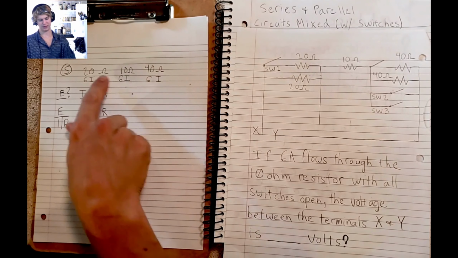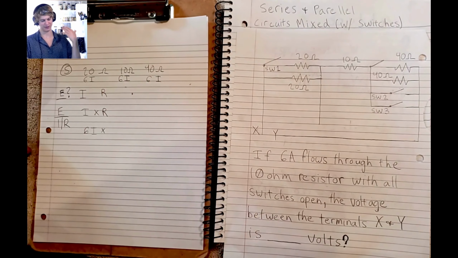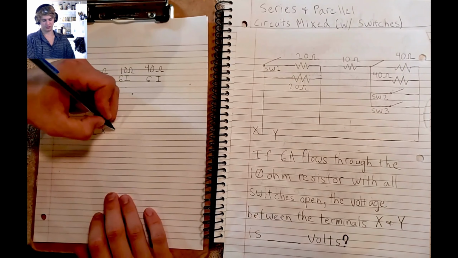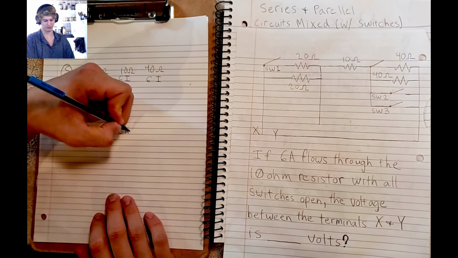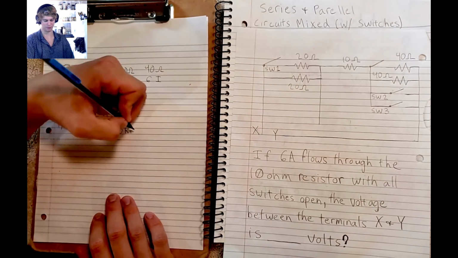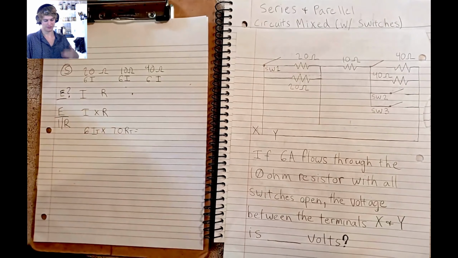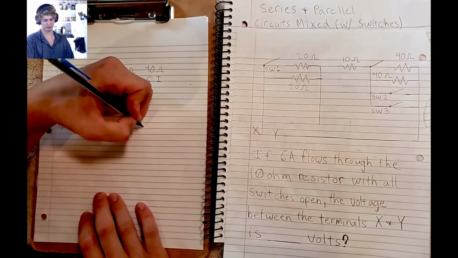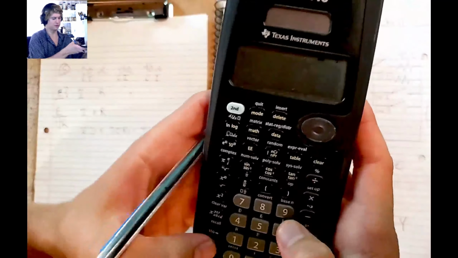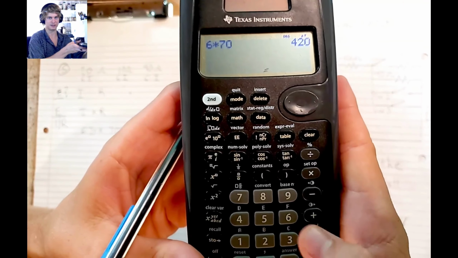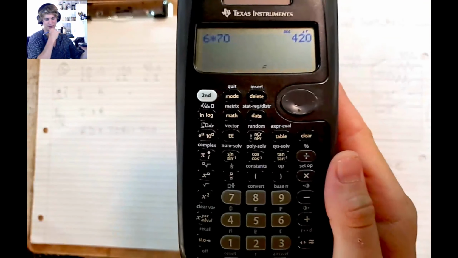We have 40, 20, and 10. I don't think we need a calculator for that. We have 70 ohms, adding all those together. So I'll do 6 amps times 70 total resistance, and these are both total, so I could just write T next to both of them. And then 6 times 70 is, funny enough, 420, but let me do it on the calculator, because that's better. We see that 6 times 70 is 420, so we double check that. And that is the E total.